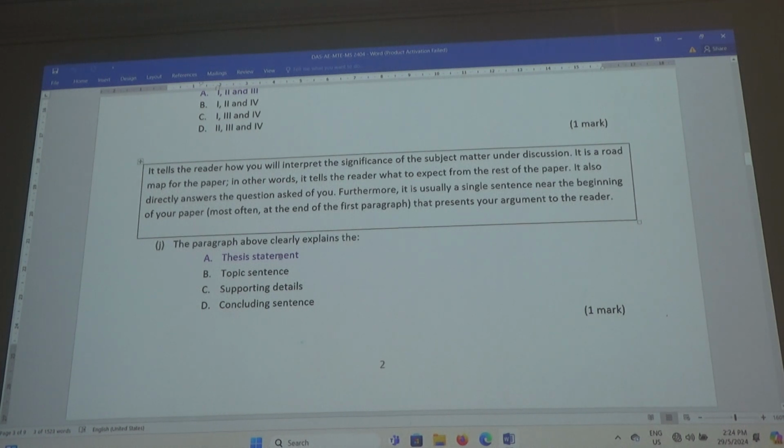Did you get that right, J? Can you please check, J? Okay, you got it right. J right, J right. Okay. No, you didn't get it right. I read down. Topic sentence, you see.